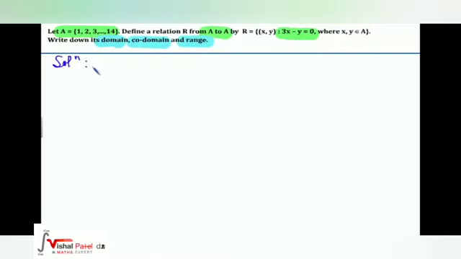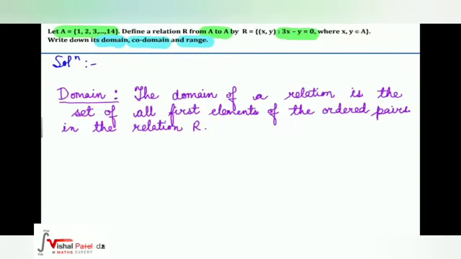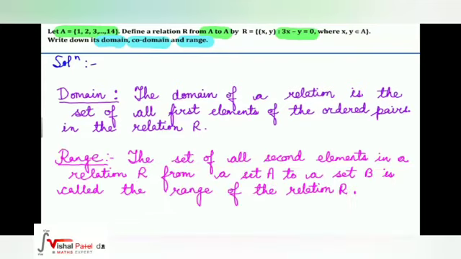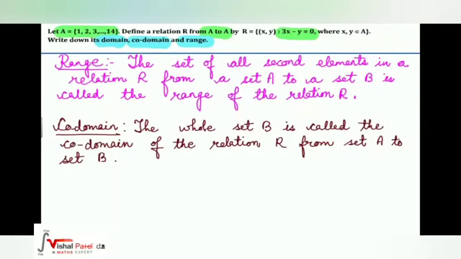Right, so first of all let me recall the concepts of domain, codomain and range. First, the domain of a relation is the set of all first elements of the ordered pairs in the relation R. Now range: the set of all second elements in a relation R from a set A to set B is called the range of the relation R. Codomain: the whole set B is called the codomain of the relation R from set A to set B.